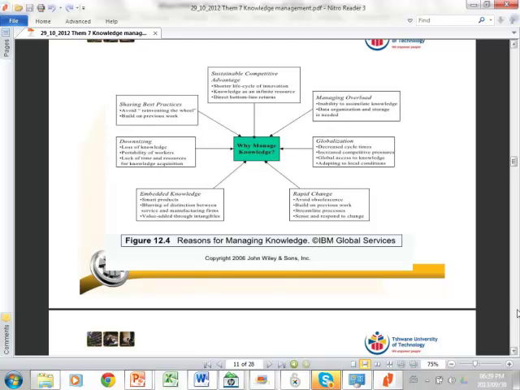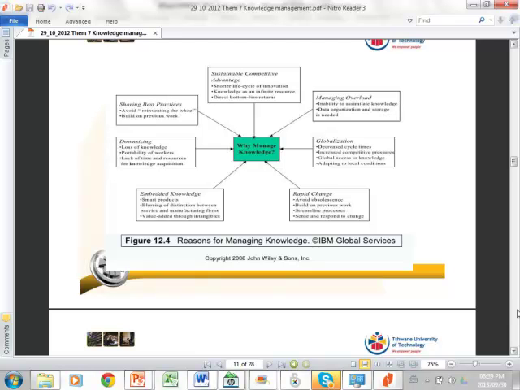Do you understand? And so because of that type of globalization that's happening, we need to learn how to share knowledge and how to make knowledge explicit and how to manage knowledge.